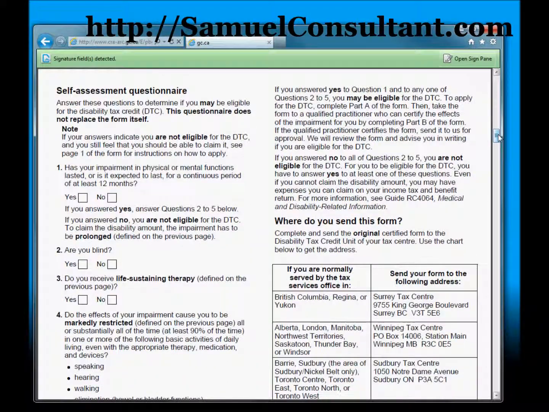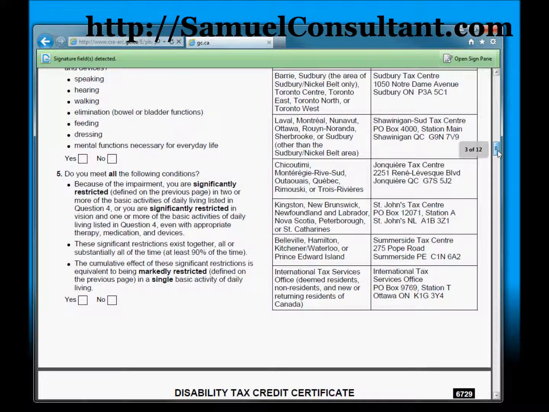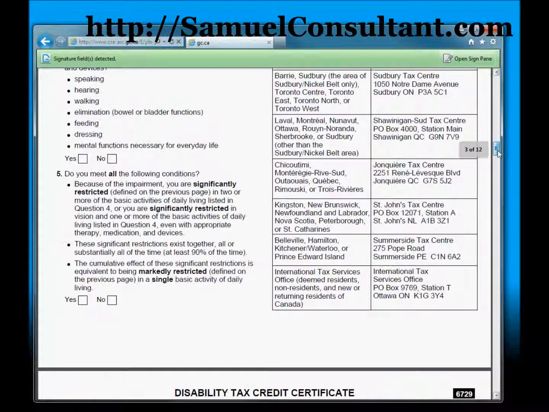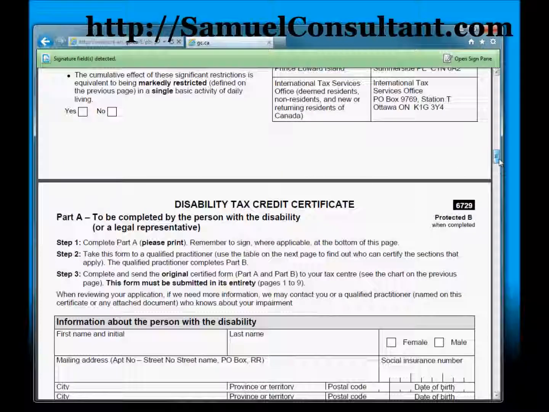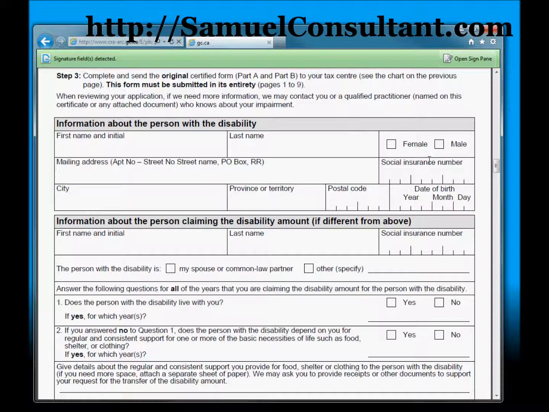Now later on this page, you could see a self-assessment questionnaire. It's a very short questionnaire, it has 5 questions. By going through that yourself, you could have a general idea if you might be approved or not. So for this one, you just have to fill in some personal information like your first name, last name, gender, SIN, date of birth.